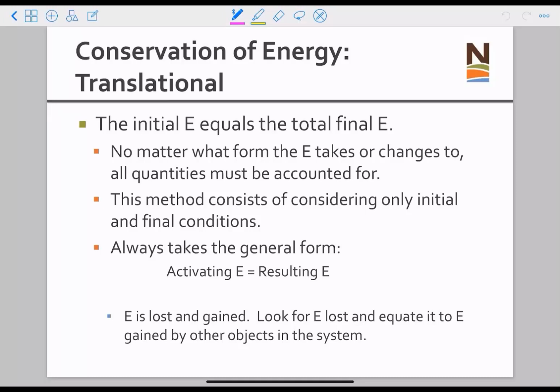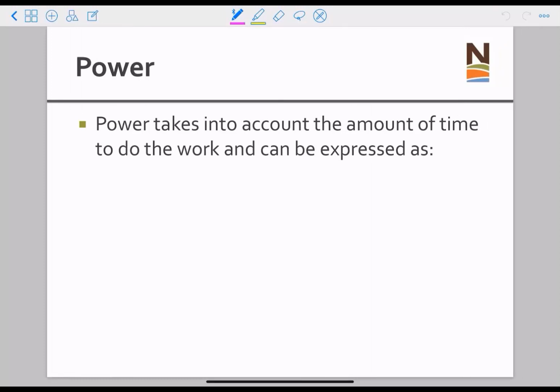So when we get to those types of problems, I will again go over that with you. I will remind you every single time, this is what I want to see. Energy is lost and it is gained. Okay, so it's lost in one form, but it's gained in another. Look for energy lost where it's lost and equate it to the energy gained by other objects in the system. So again, this might not make a ton of sense right now. I will bring the slide back up again when we get to these types of problems.